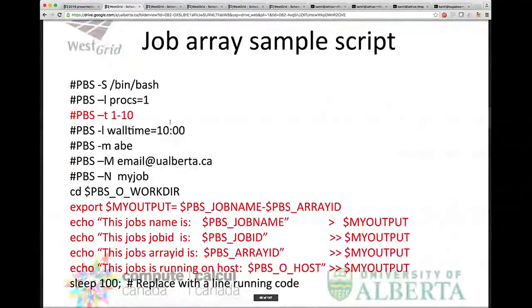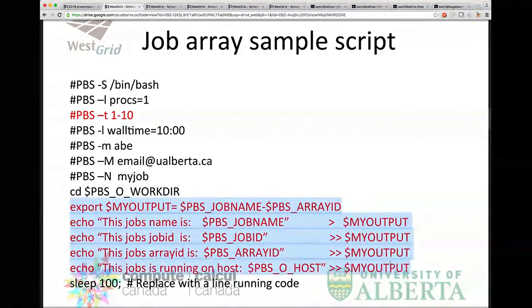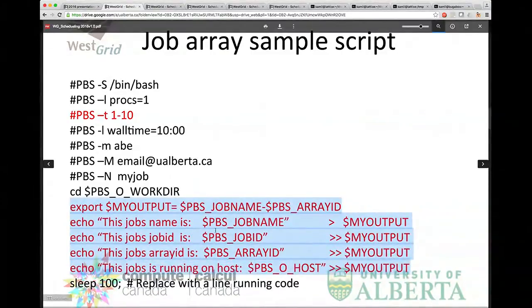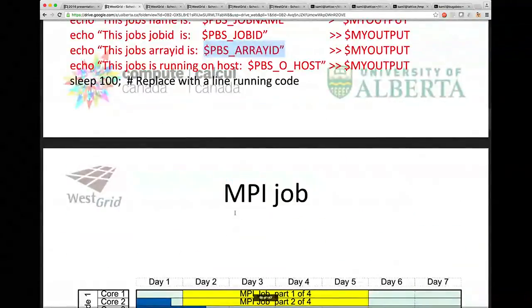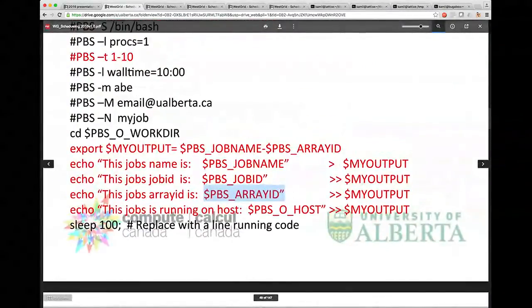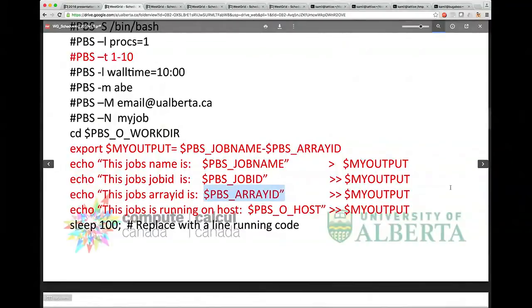So here is a sample job array script. We ask for one processor, but we ask for 10 of these jobs in this array. And then we output some information here. Here we output the job name, job ID, but there's also now an array ID. So this is how you would submit many jobs of the same type.